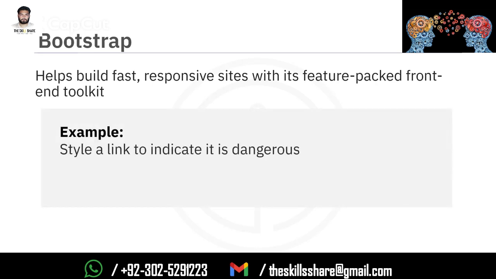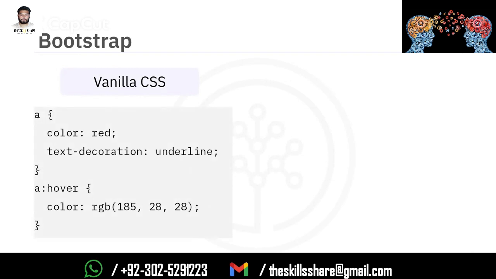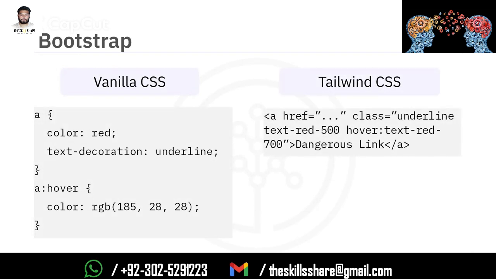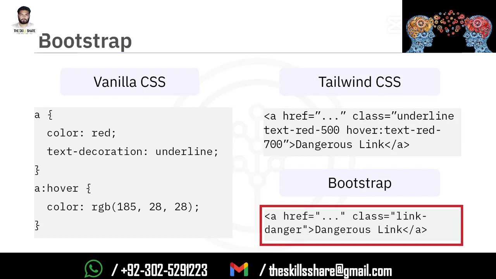If we take our example of adding a red danger link to your web page, which we saw earlier, we can see how much easier this would be with Bootstrap. Recall how to add this with vanilla CSS and Tailwind CSS. Now, Bootstrap provides a red danger link as one of its many components, and so adding this can simply be done by using the link danger class. Seeing all of these side by side, it becomes clear that for this example, Bootstrap has the easiest implementation of a danger link. However, this may not always be the case.